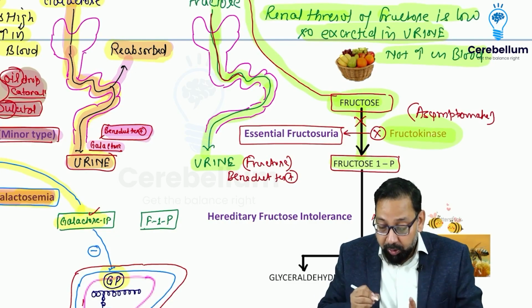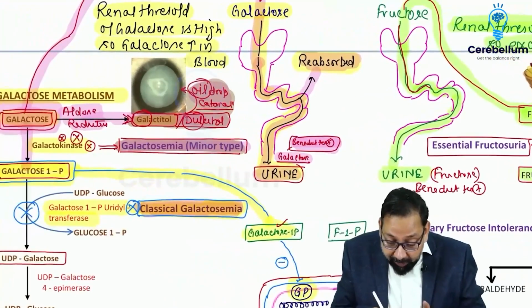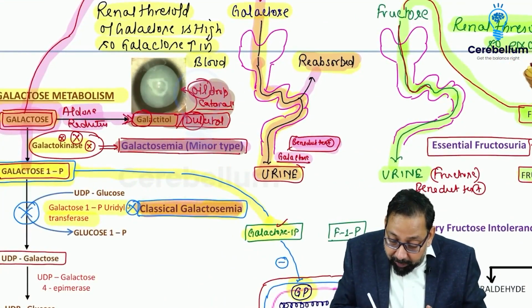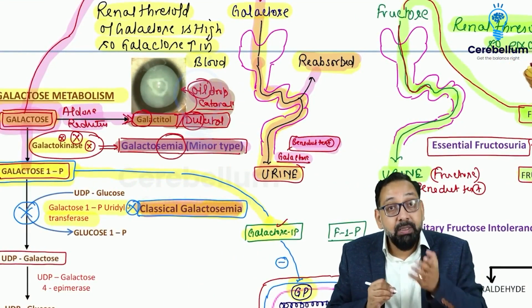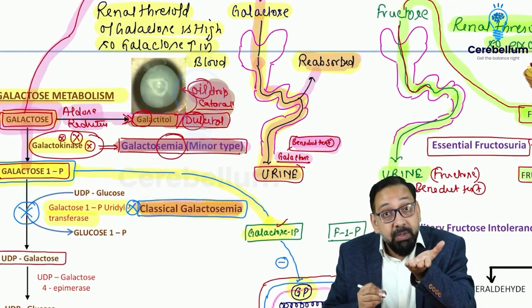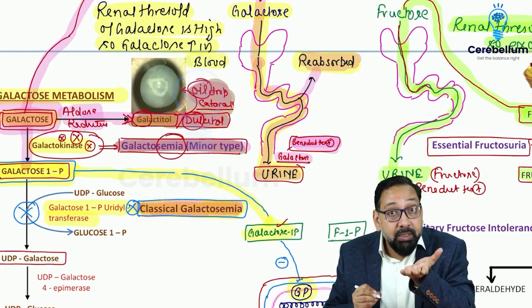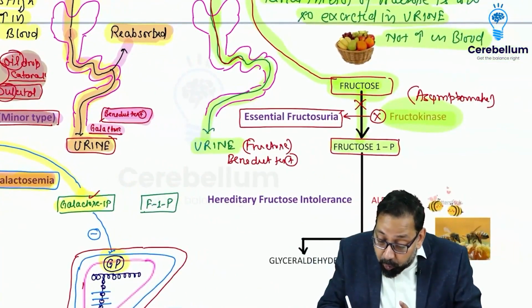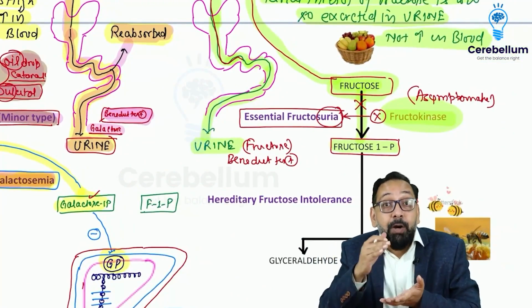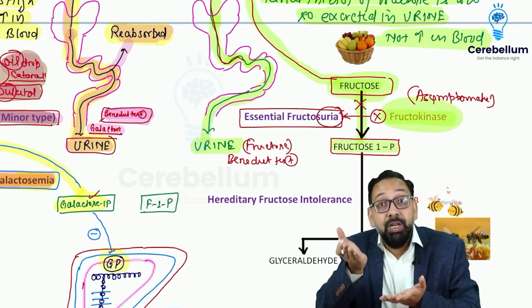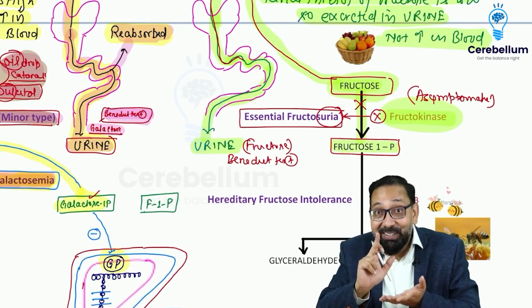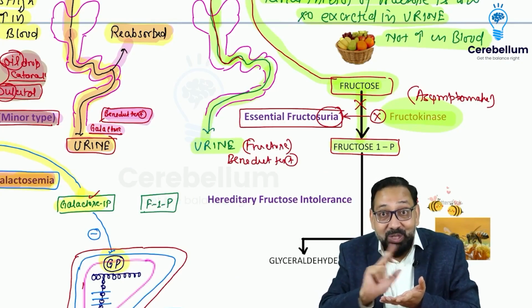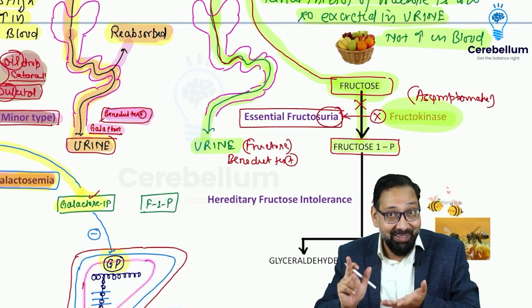Asymptomatic. Point out: here I told you that galactokinase is deficient. Galactosemia means galactose increases in blood because of the high renal threshold. But fructosuria means fructose increases in urine, not blood. So when it does not increase in blood, there is no symptom and the patient is asymptomatic.